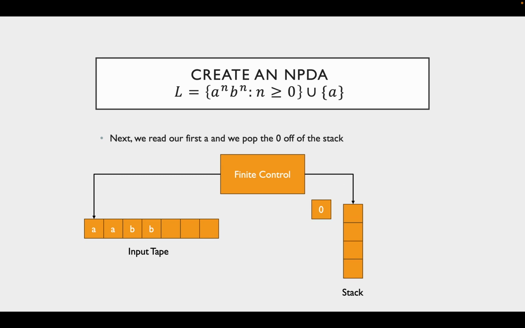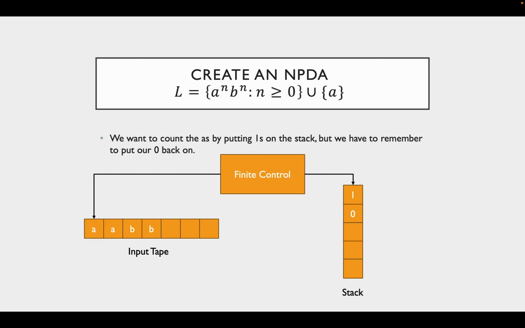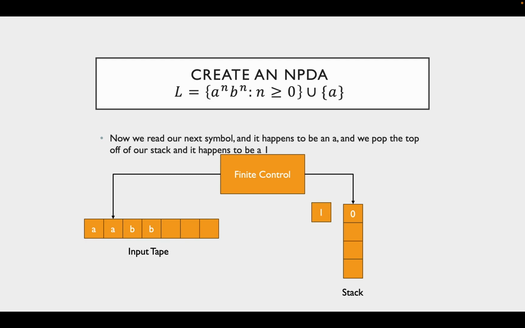So we've popped our 0 off, we're reading our A. We want to count the A's by putting 1s on the stack. We have to remember to put our 0 back on because the start symbol is essential to knowing when we can accept a language and when we can't. So we put a 1 and a 0 back on the stack, where there's 1 on the stack and we've read 1A. Now we read our next symbol and it happens to be an A.